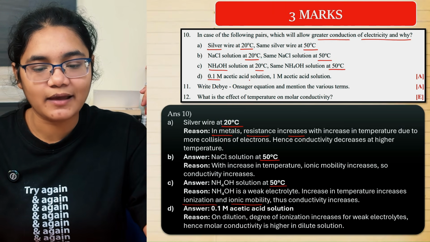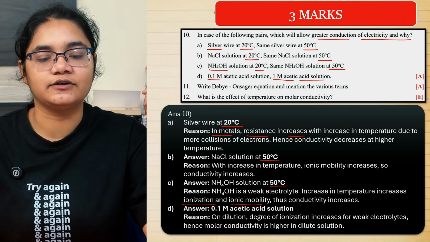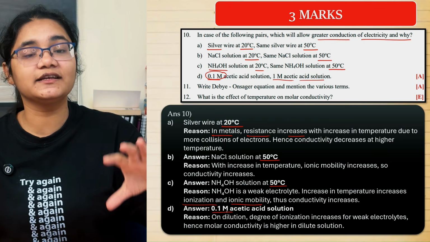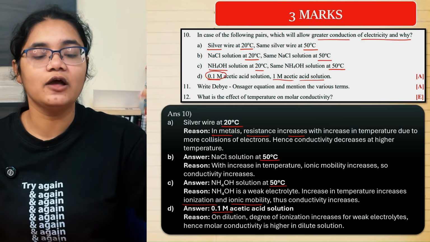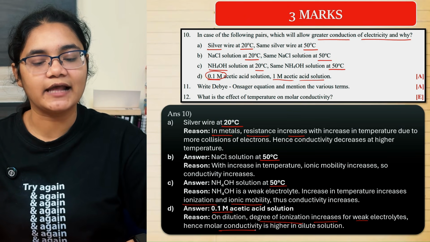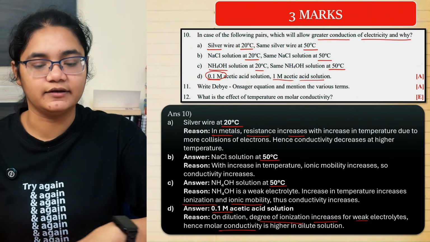Next, 0.1 M acetic acid, 1 M acetic acid. Always 0.1 M acetic acid. That is because of lesser concentration. It is a weak electrolyte. When you dilute it, the degree of ionization increases for weak electrolytes. Hence, the molar conductivity also increases.